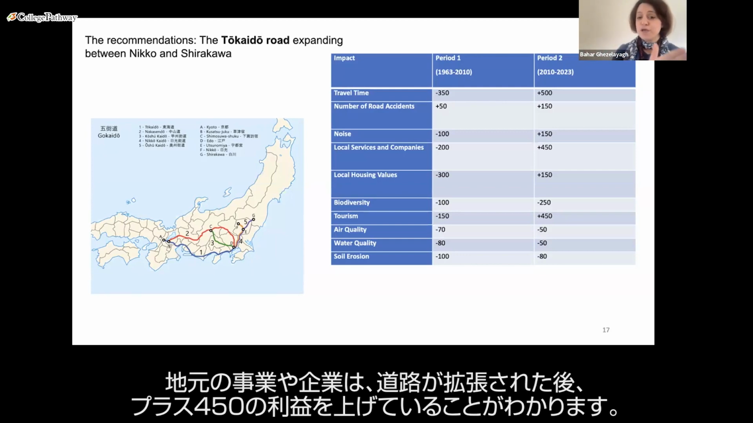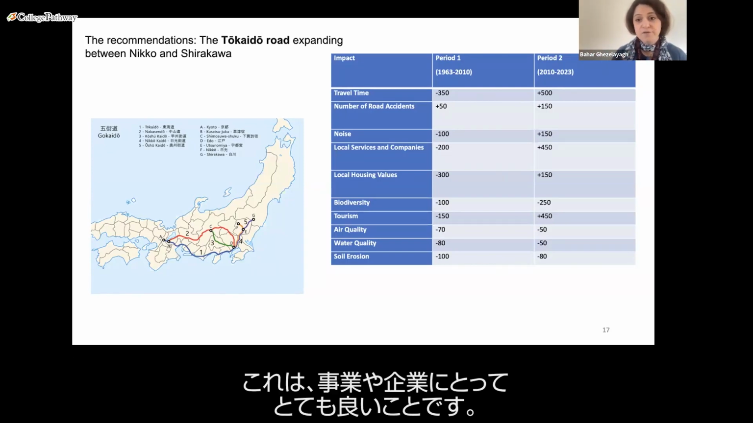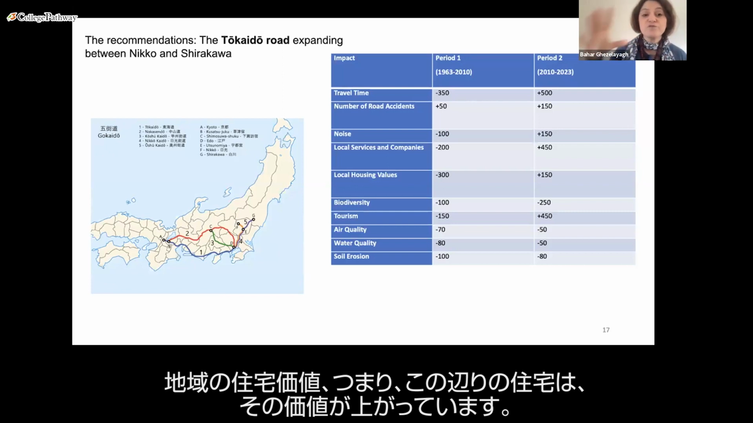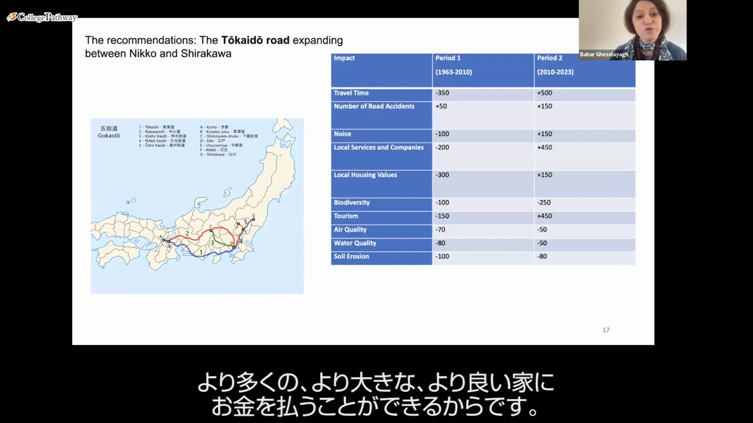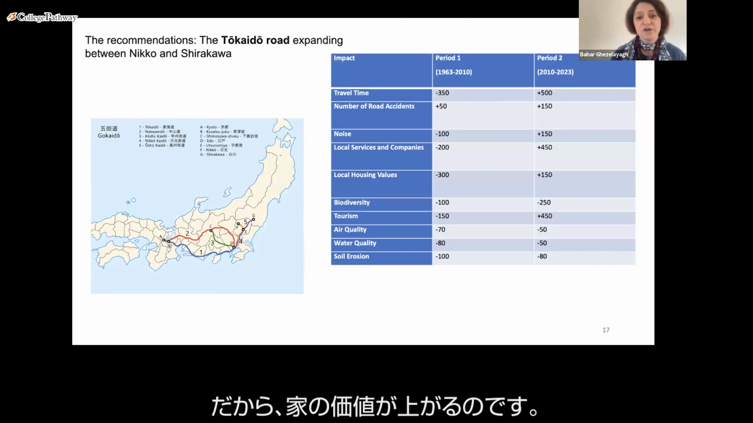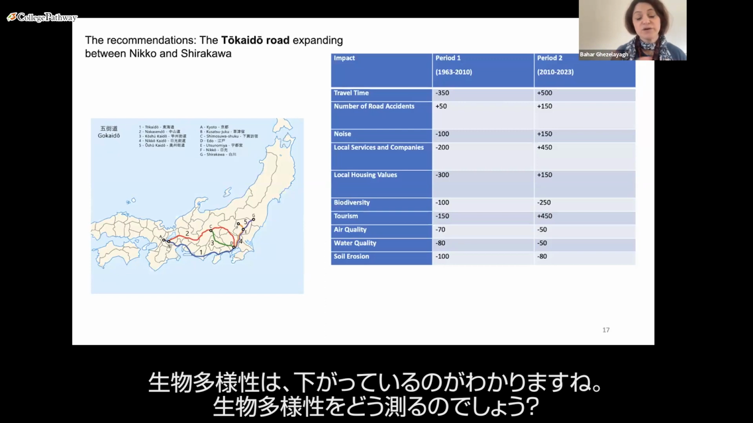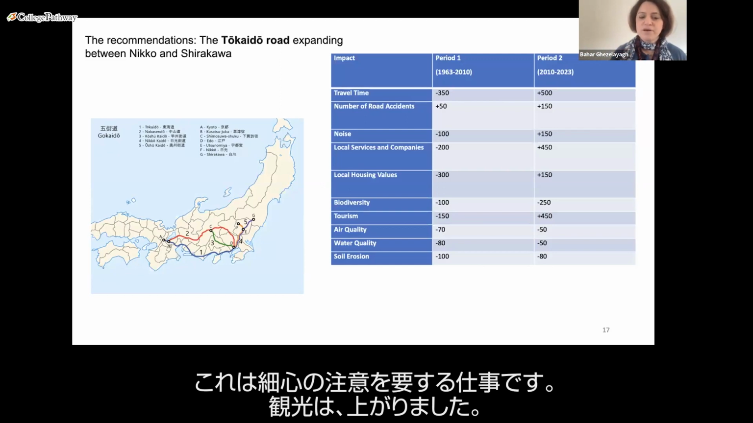Local services and companies, you can see that they're now making more profits, plus 450 after roads have expanded. So that's very good for services and companies. Local housing values, the houses around this area, their values have increased because you can go to different places quicker. There are more prosperous businesses, so you can afford to pay for more houses. Bigger houses, better houses, so the value of houses go up. Biodiversity, you can see that is decreased. How do we measure biodiversity again? This is a job that is very delicate.